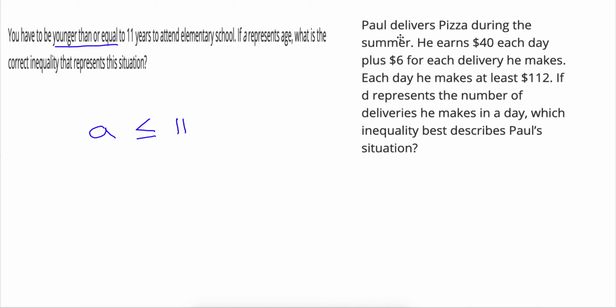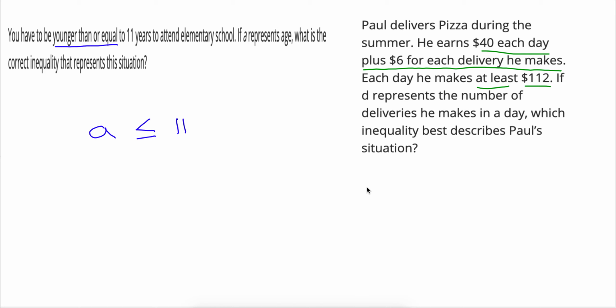Okay, Paul delivers pizza during the summer. He earns $40 each day, plus $6 for each delivery he makes. Each day he makes at least $112. If D represents the number of deliveries he makes in a day, which inequality best describes Paul's situation?